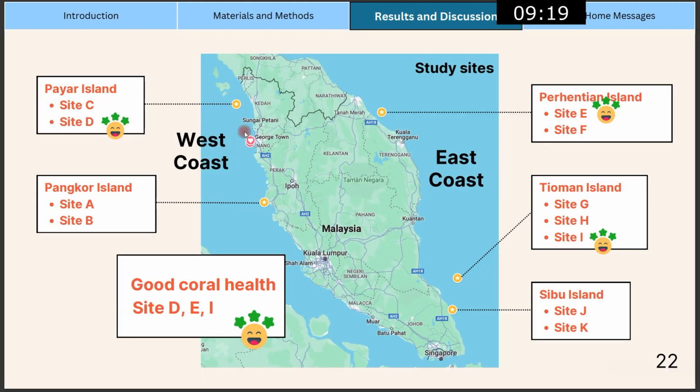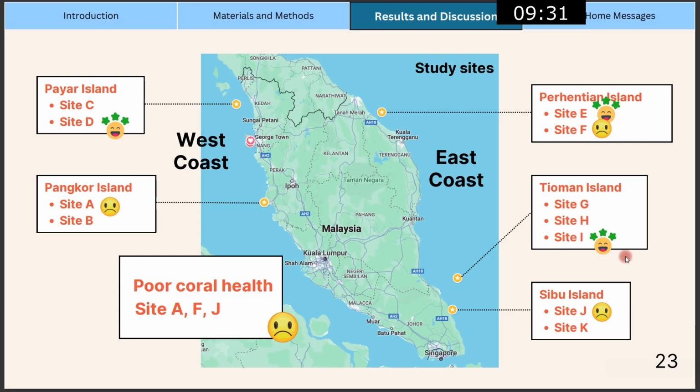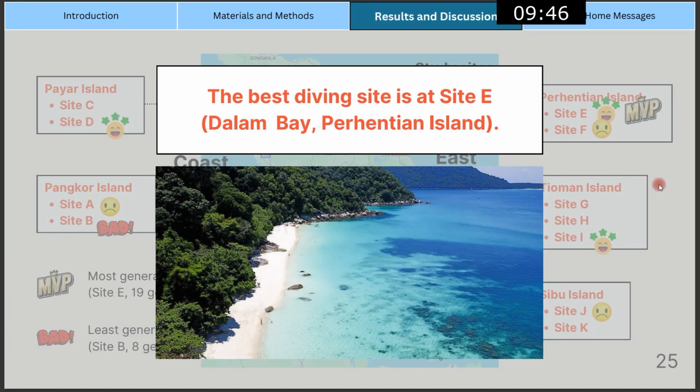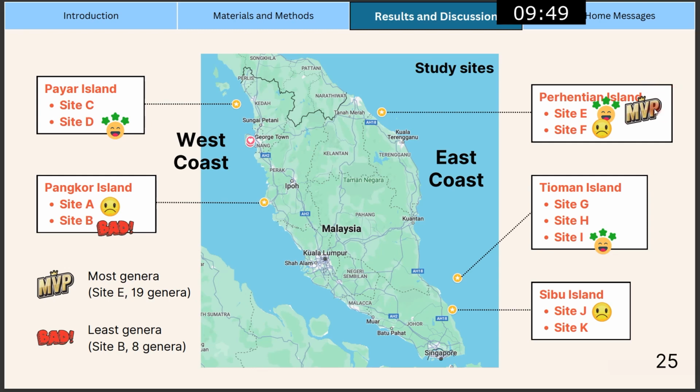Now, this is a conclusion with the study map. So if you would like to visit a study site with good coral health, then you can visit site D, site E, and site I. If you would like to visit poor coral health, then you can visit site A, site F, and site J. And then you can see here, there is the MVP, which is the site with the most genera, and then there is also the least genera, which is site B.